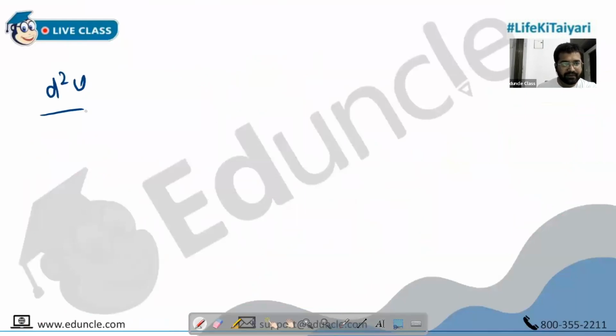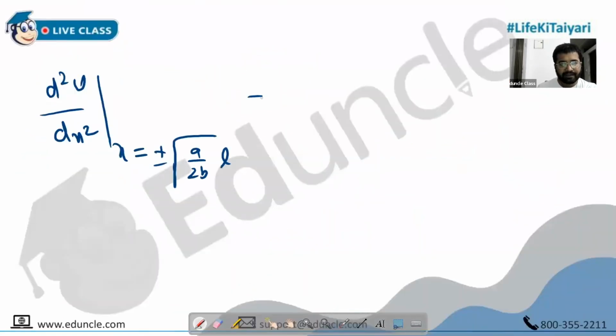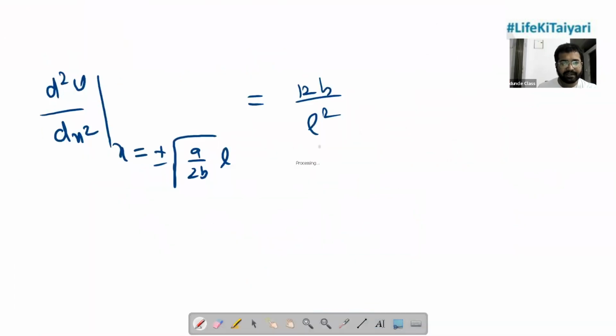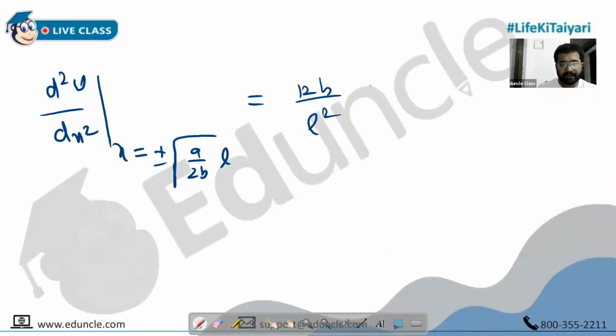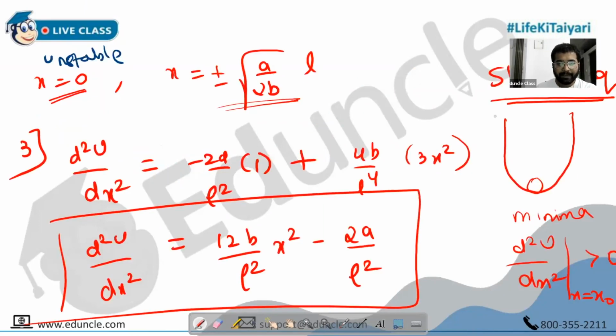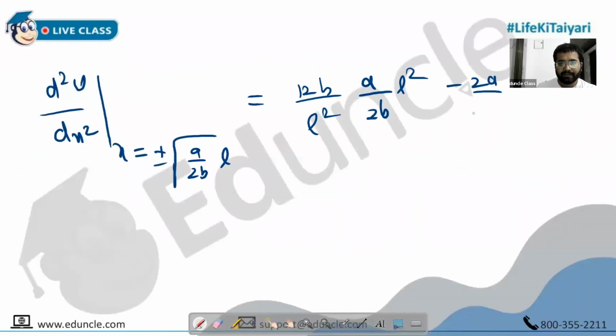So d square u upon dx square at x equals to plus or minus under root of a upon 2b L. This is equals to, let's substitute, 12b upon L raised to 4 into x square. So square of this, that's a upon 2b L square. Minus 2a upon L square. I hope you are with me.